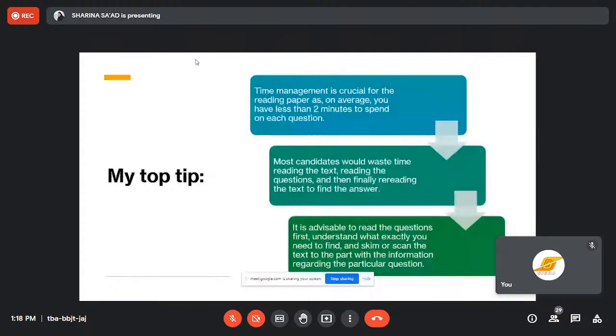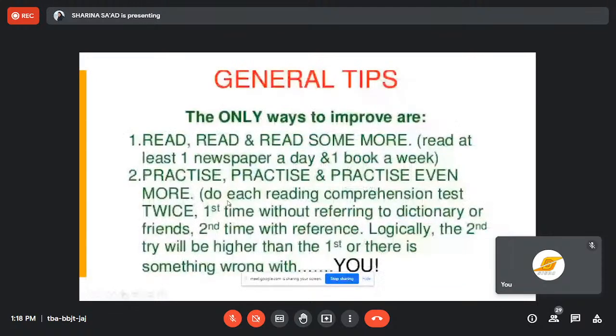Most candidates waste time reading the text, reading the question, and then finally rereading the text to find the answer. So my advice is you have to read the question first, understand what exactly you need to find, and skim or scan the text to the part with the information regarding the particular question. So in general, you have to read, and do more reading.